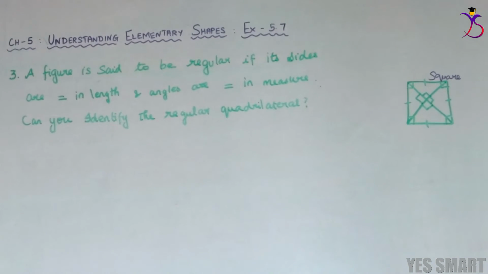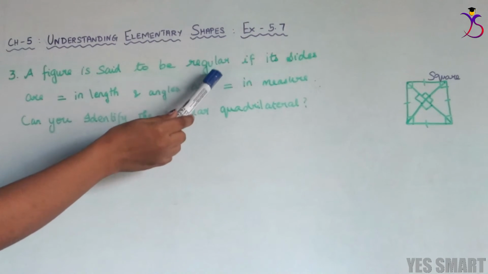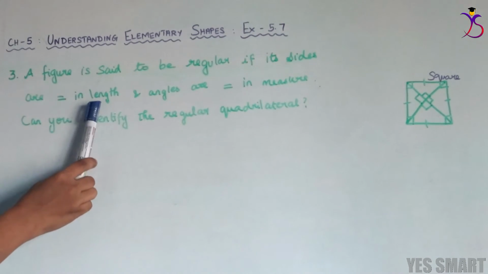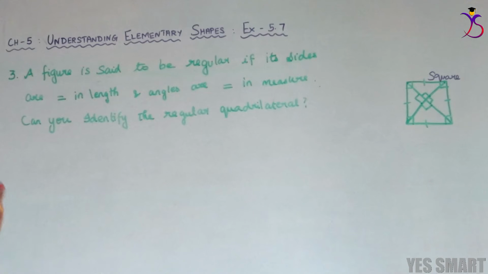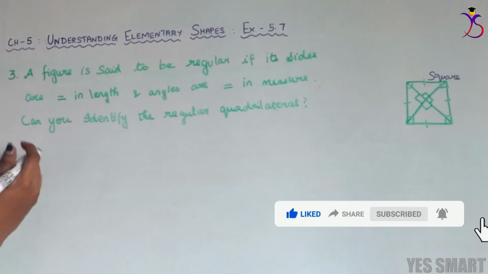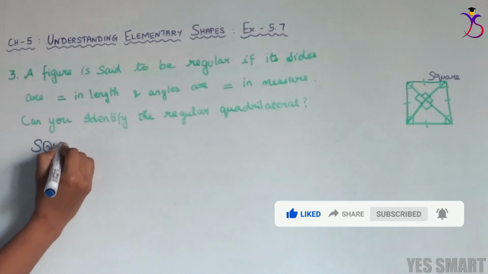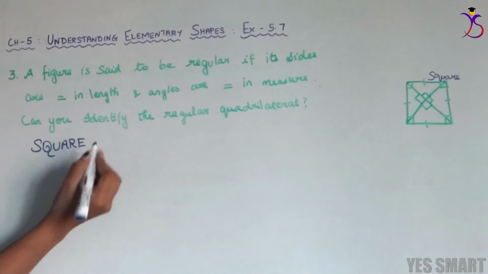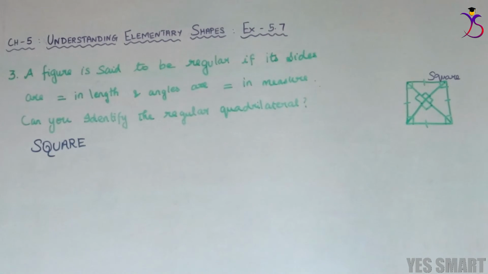Now moving on to the third sum. A figure is said to be regular if its sides are equal in length and angles are equal in measure. That is, any figure is said to be regular if all of its sides are equal and all of its interior angles are equal. And they are asking us to identify the regular quadrilateral. A quadrilateral is a figure which has four sides. So we have to think about a quadrilateral in which all the four sides are equal and all the four angles are equal. Then the answer is a square.